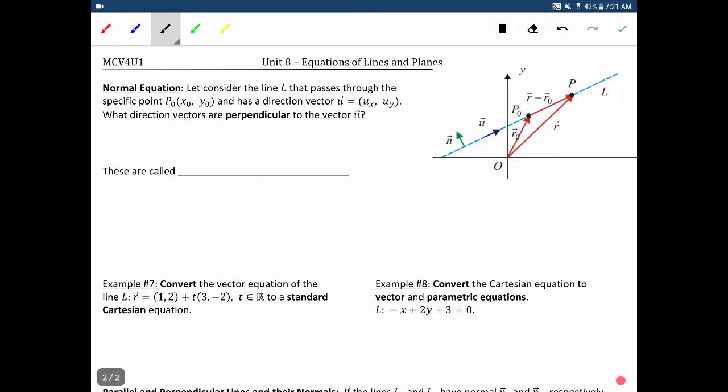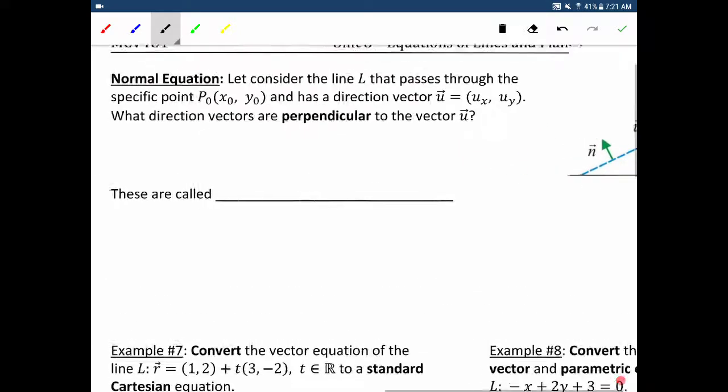All right, so we're going to talk about the normal equation, and the normal equation is my least favorite version of the equation, if I'm being honest. So anyway, consider we've got a line L here, and it passes through a specific point P0, which has x and y of x0, y0. It has a direction vector u. So what direction vectors are perpendicular to the vector u?